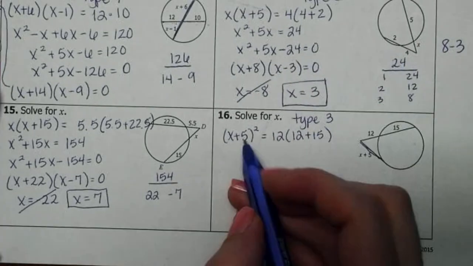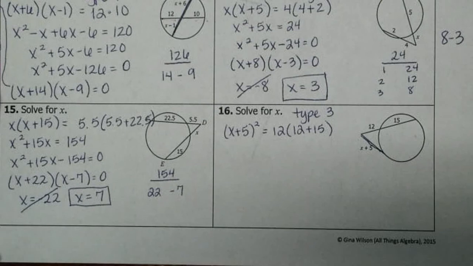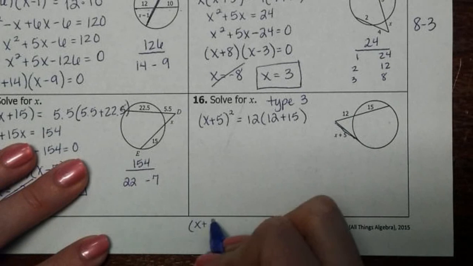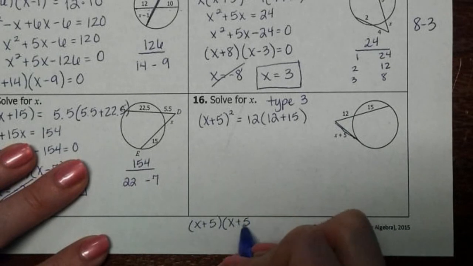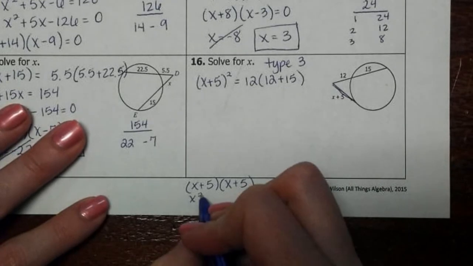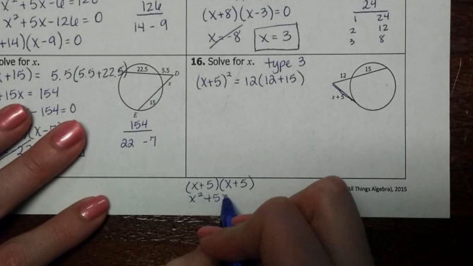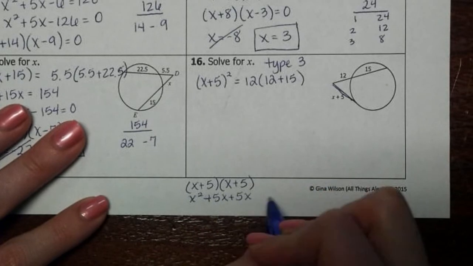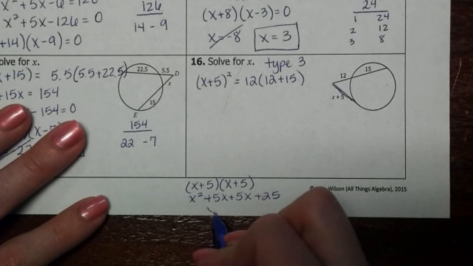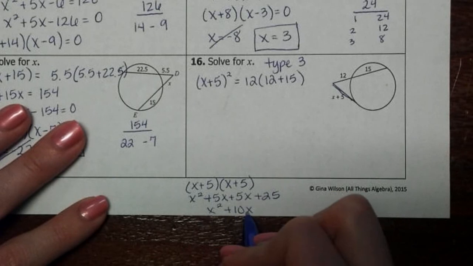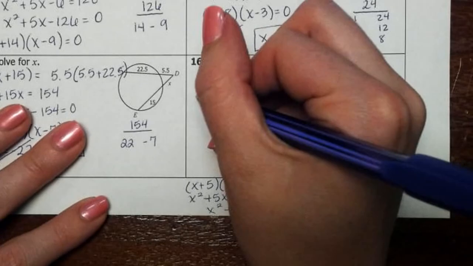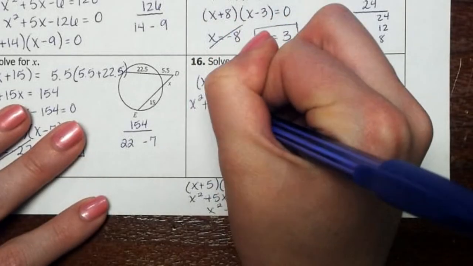However, this right here is not just as simple as squaring x and then squaring 5. Remember, you have to FOIL it out. I'm going to do that down here. X plus 5 times x plus 5. So first would be x squared, outer would be 5x, inner would be 5x, and last would be 25. And when I combine my like terms, I have x squared plus 10x plus 25. So I'm going to write that here. X squared plus 10x plus 25.